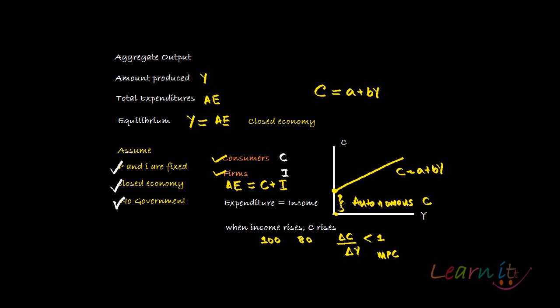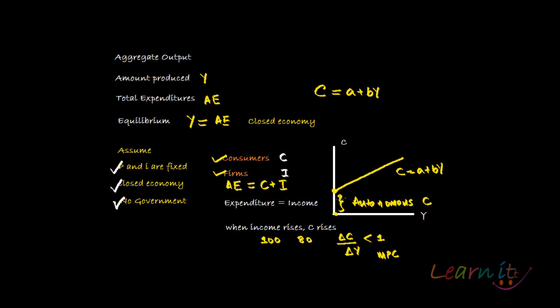So what we have learned so far is that at equilibrium, Y is equal to aggregate expenditure. We have assumed three things: it is a closed economy, there is no government, and prices and interest rates are fixed. Firms are going to buy goods for increasing their productive capacity in future, and consumers are of course going to buy goods. In macroeconomics, somebody's expenditure is somebody's income, and when income is rising, consumption is also rising, but by a lesser amount than the increase in income, and this is called MPC.